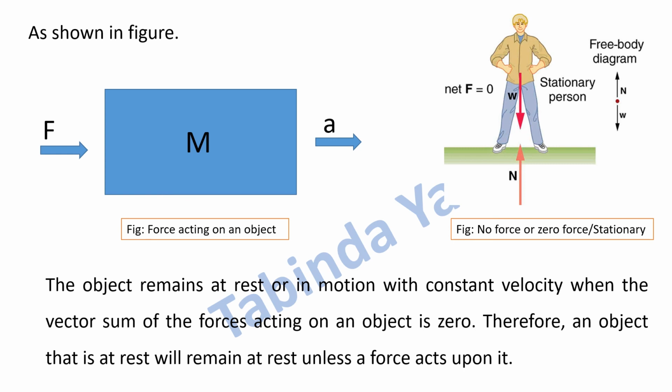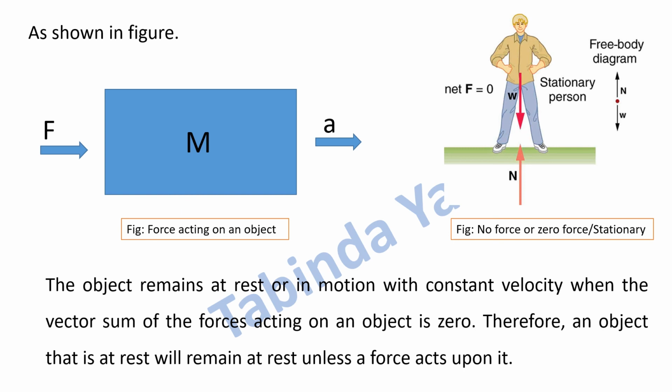An object remains at rest or in motion with a constant velocity when the vector sum of the forces acting on the object is 0. Therefore, an object that is at rest will remain at rest unless a force is exerted upon it. If there is motion, it will tend to remain in motion if there is no external force like friction.